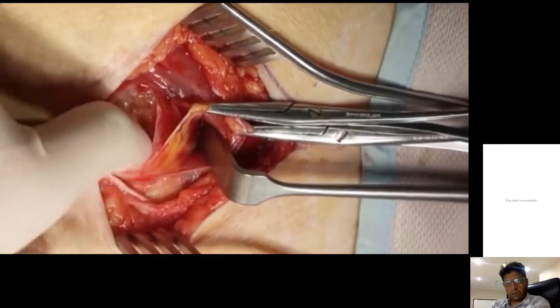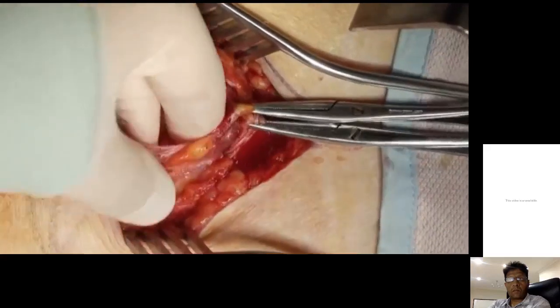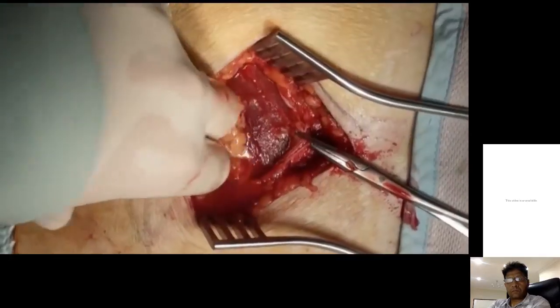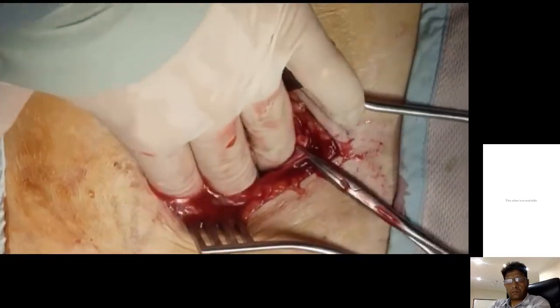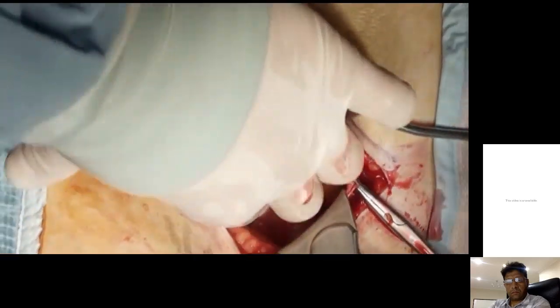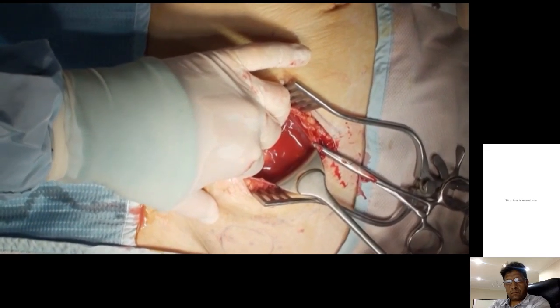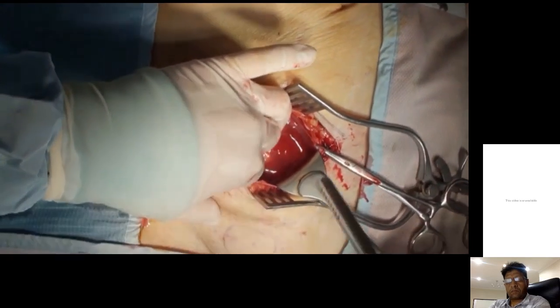My feeling is we think that the small bowel here is incarcerated. The first thing we want to do is rescue the small bowel. So we can see some hemiserous fluid already coming out of this wound. Just take that. Whenever you have obstructed bowel, there's often transudate from the serosal surface.